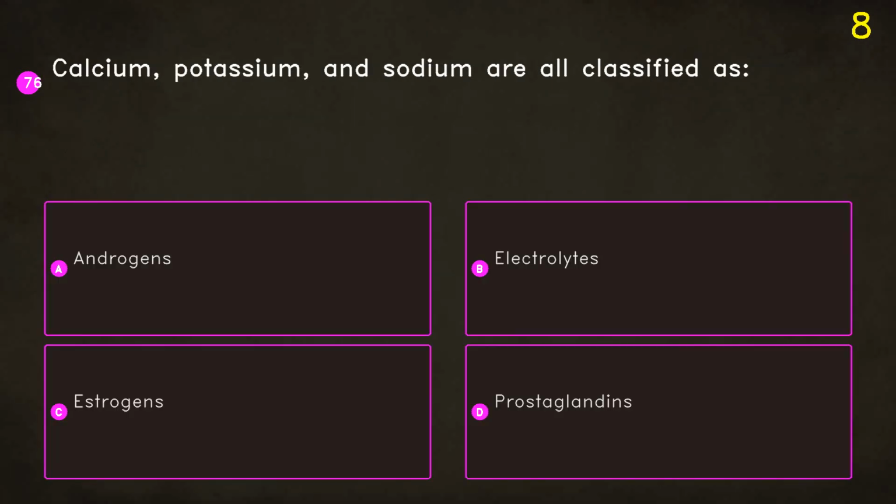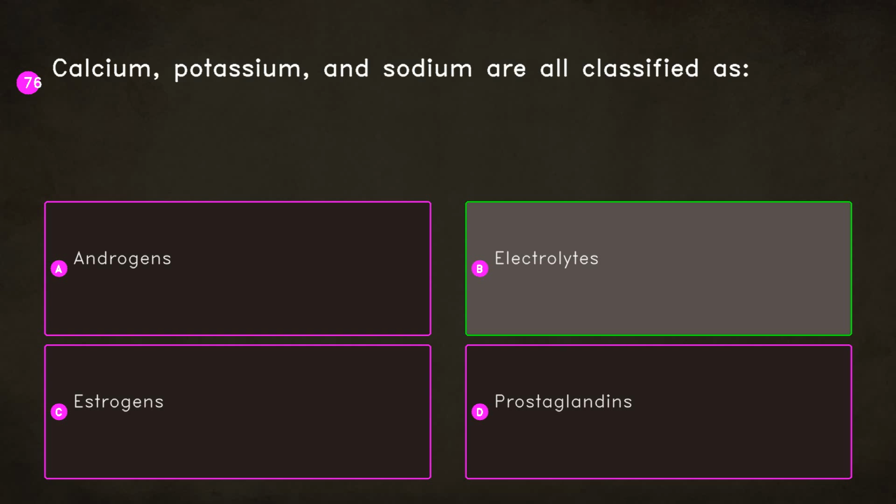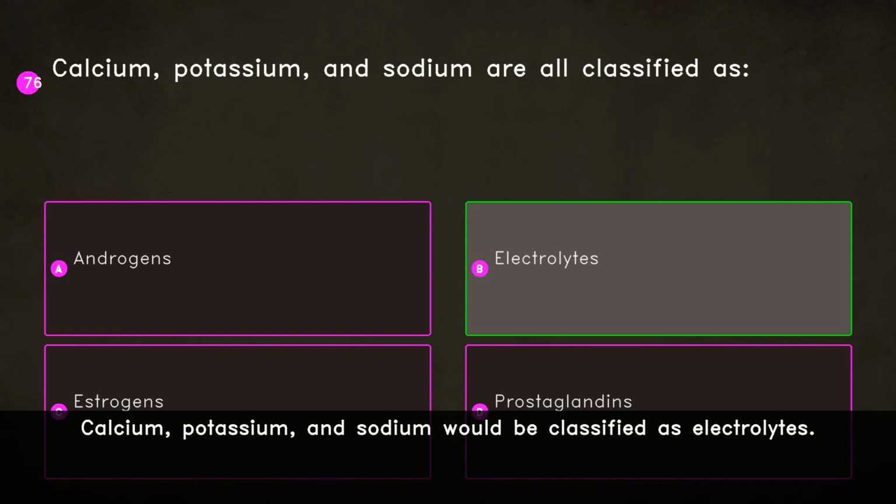Question 76. Calcium, potassium, and sodium are all classified as A. androgens, B. electrolytes, C. estrogens, D. prostaglandins. The correct answer is electrolytes. Calcium, potassium, and sodium would be classified as electrolytes.